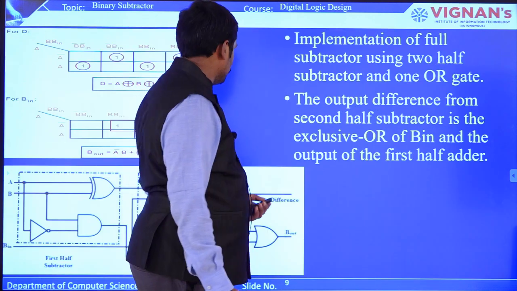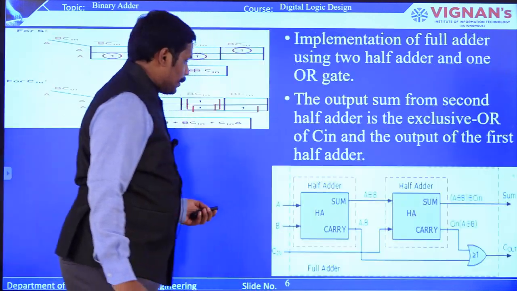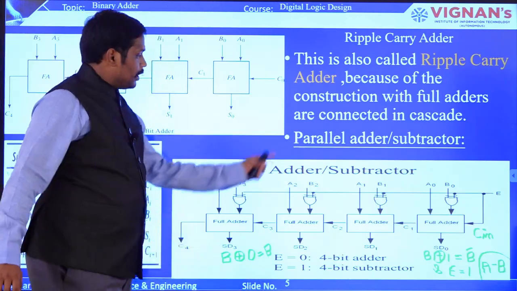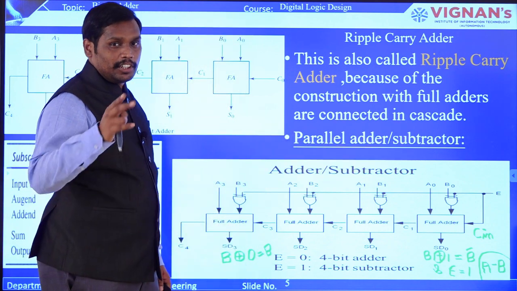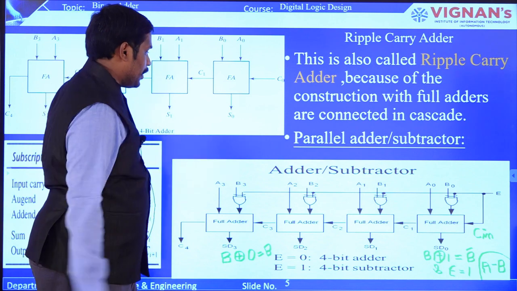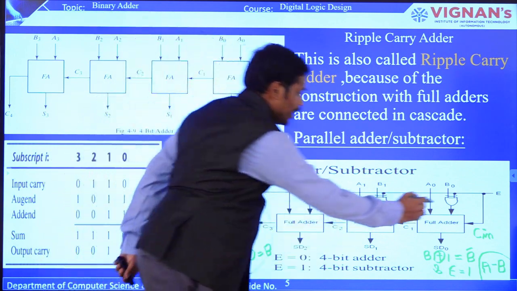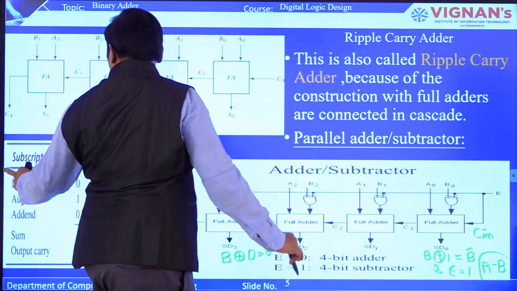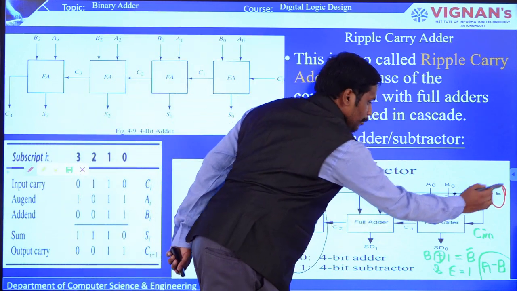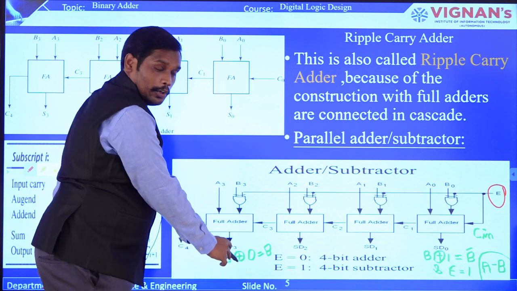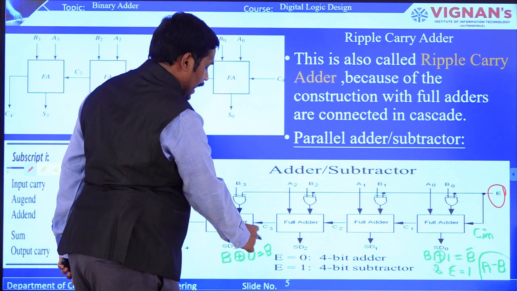And now the last part here is what we call a parallel adder or parallel subtractor. So you can have an addition operation as well as a subtraction operation with this parallel adder or subtractor. You will have an enable pin here. Whenever an enable pin is there, if the enable pin is equal to 0, it is going to act as an adder, right?